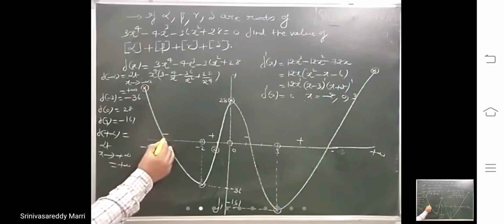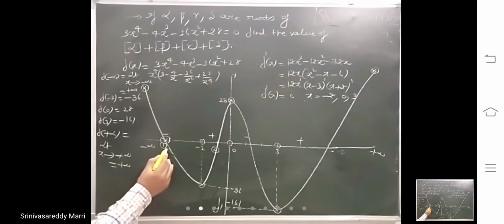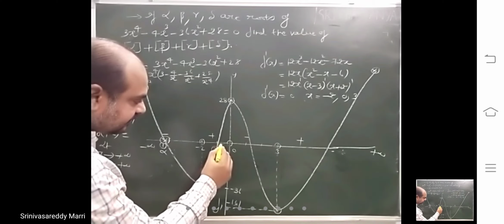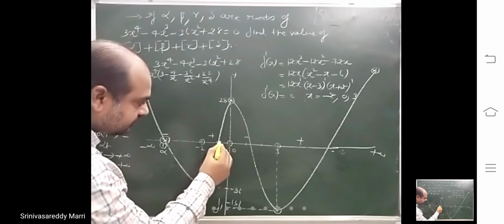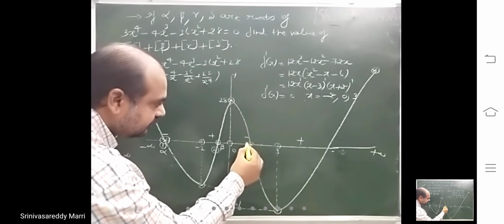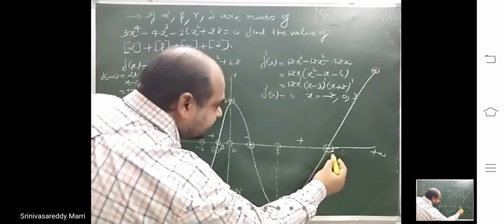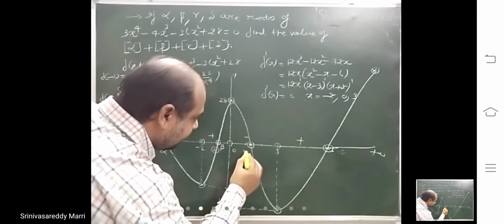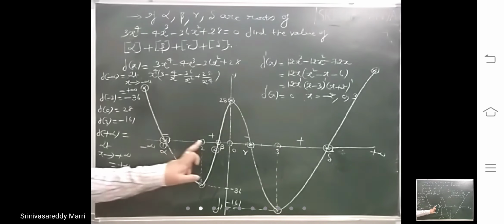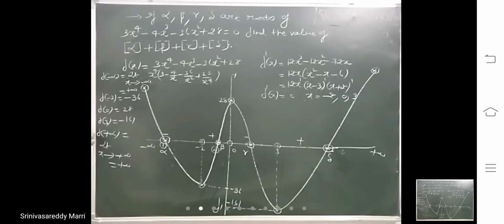Look, the graph is clear. How many roots are there? Let us say this is alpha, this is beta, this is gamma, this is delta. So from the graph, it is clear that there are four roots. Two negative roots are there, two positive roots are there. This is the graph of f of x.